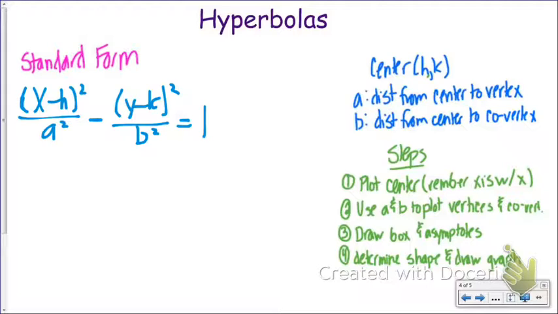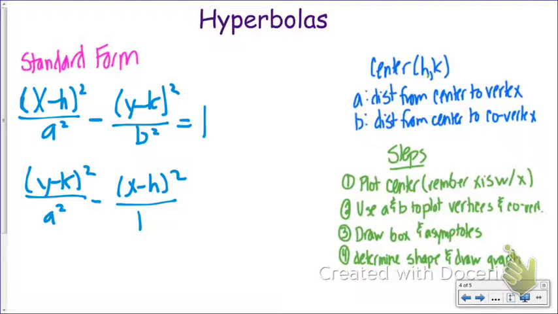And because there's a minus instead, the order here matters. It matters which one comes first, the x or the y. That's going to depend on the direction of my hyperbola. So you also could see this as y minus k squared over a squared minus x minus h squared over b squared equals 1. So very similar to the ellipse, however, that minus is going to make a big difference on the shape. You're still going to find your vertices in a very similar way, but instead of drawing a circle and touching all your vertices, you're going to open out away from your vertices.